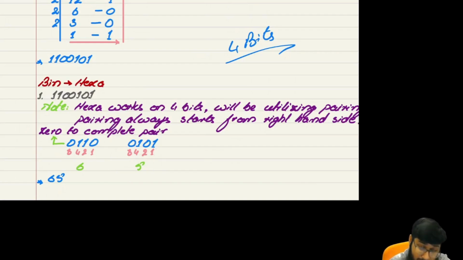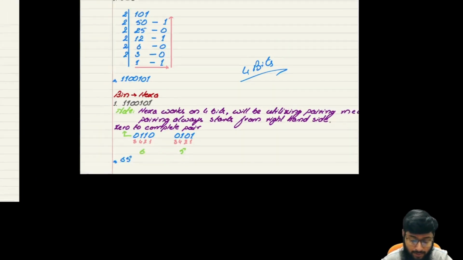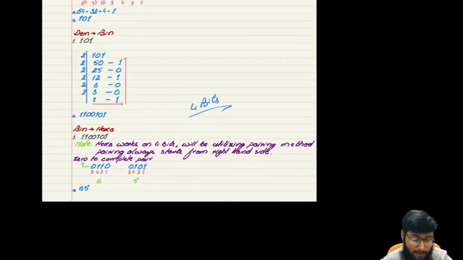Now for the next pair, it is a new pair, so similarly we are going to do 2 power 0, 2 power 1, 2 power 2, 2 power 3. Now we will be checking which bits are on, that means they are considerable, and which bits are off, they are not considerable. Over here in this pair, 4 and 2 are on, so it will give me a 6. Over here 4 and 1 are on, so it will give me a 5. After that I'm going to merge both of them together. It's not 65, do remember that we are converting it into hexa, so it's a 6 and a 5. So this was how we do binary to hexa.